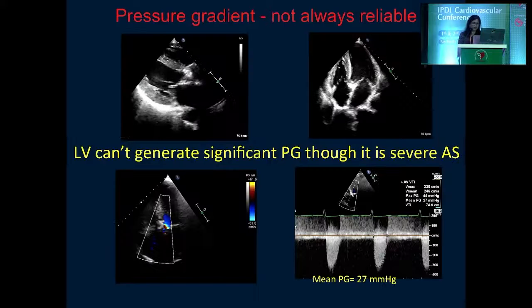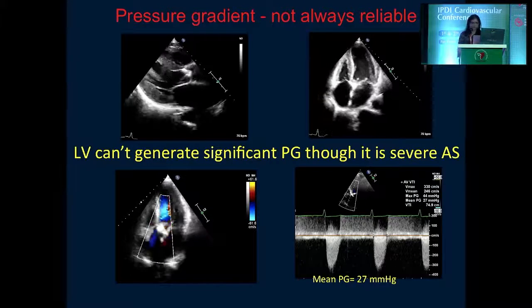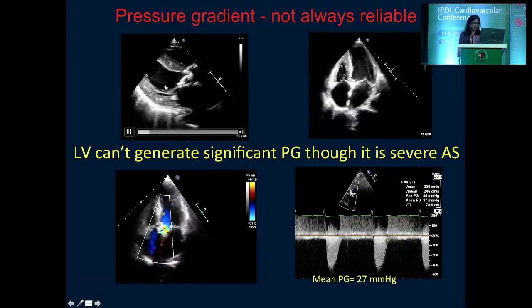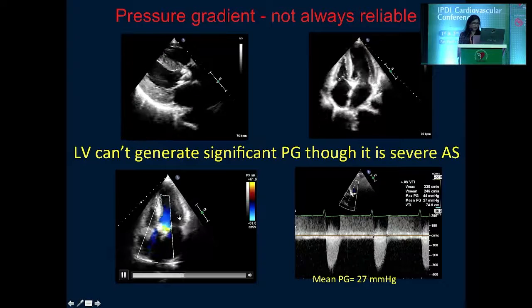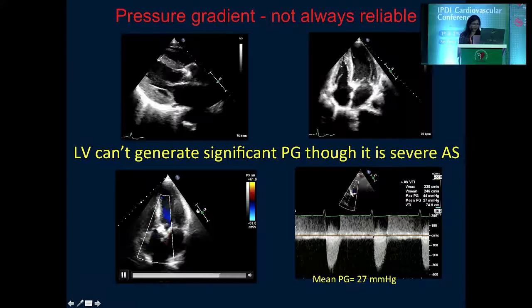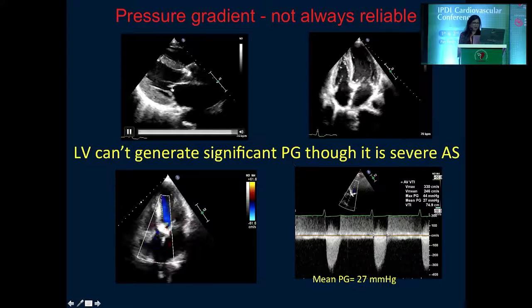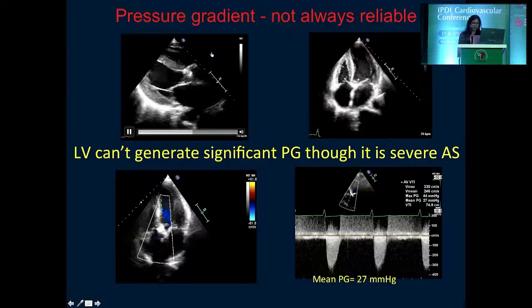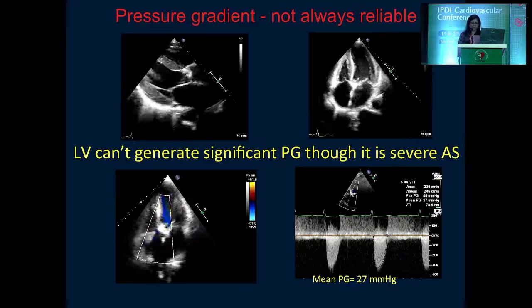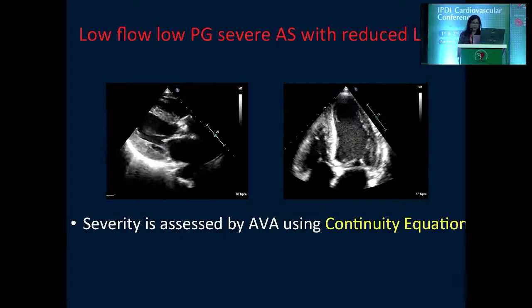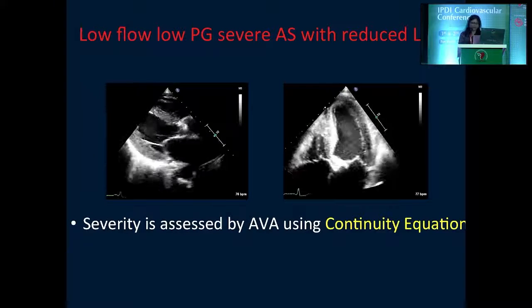However, you must remember that pressure gradient is not always reliable. Look at this patient. Severe aortic stenosis, hardly any opening of the aortic valve. But when I do the CW Doppler across the aortic valve, I get a mean gradient of 27 millimeter of mercury. What is happening? The LV is down. It cannot generate a significant gradient across the aortic valve, though there is severe AS. So this is called a low flow, low pressure gradient, severe AS with reduced LV ejection fraction.